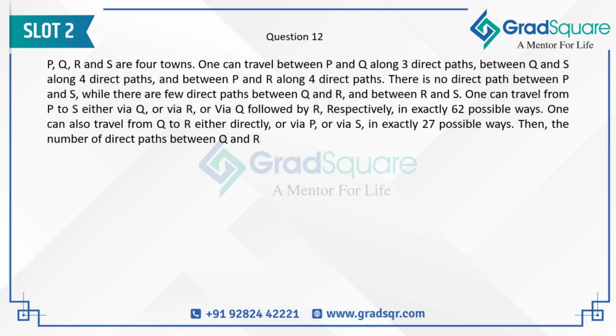One can also travel from Q to R either directly or via P or via S in exactly 27 possible ways. Then the number of distinct paths between Q and R is the question.